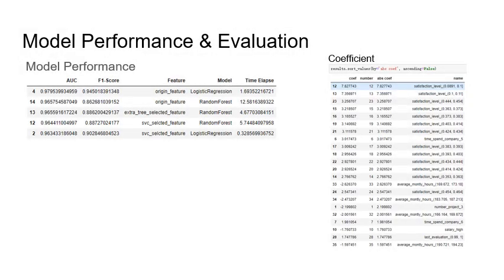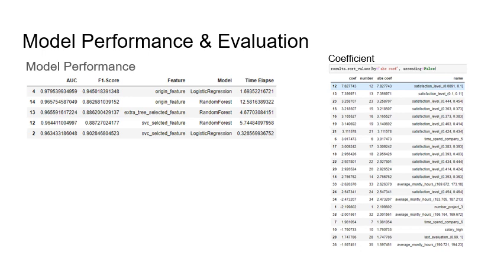In the last model performance and evaluation step, we create the AUC and F1 score table and sort it by the order of the AUC. We can see the logistic regression with the original features is the best model.